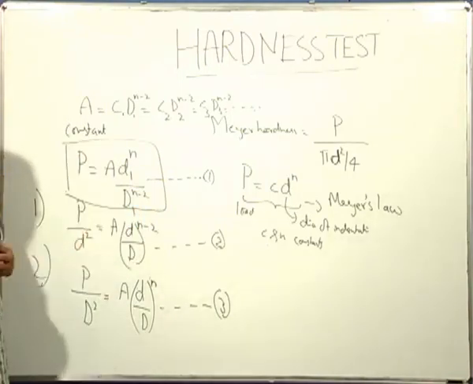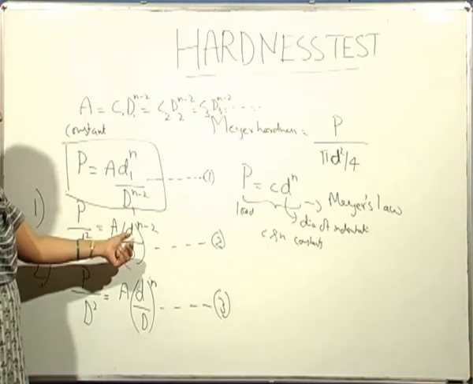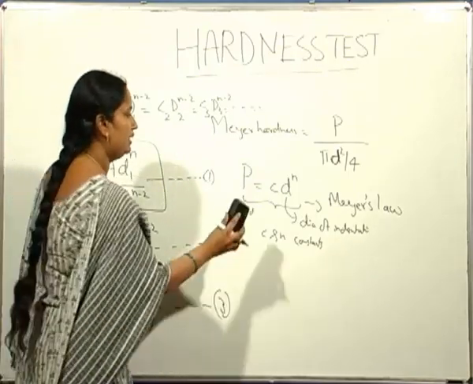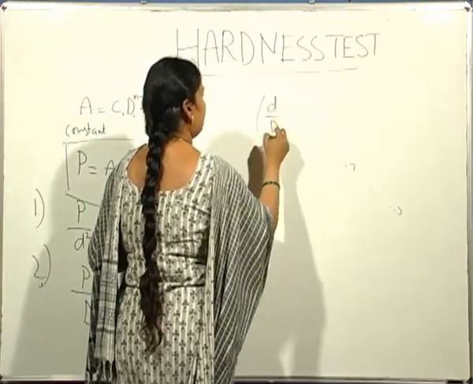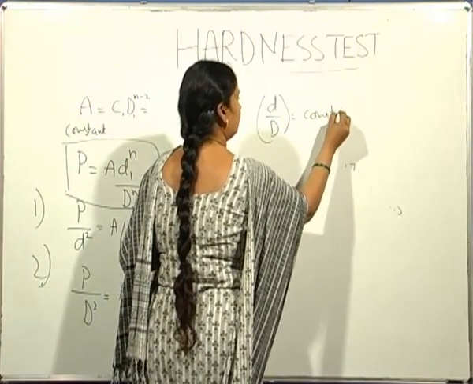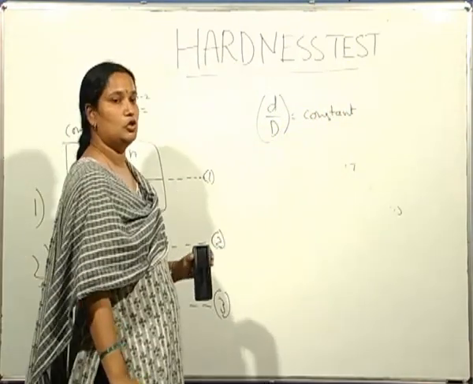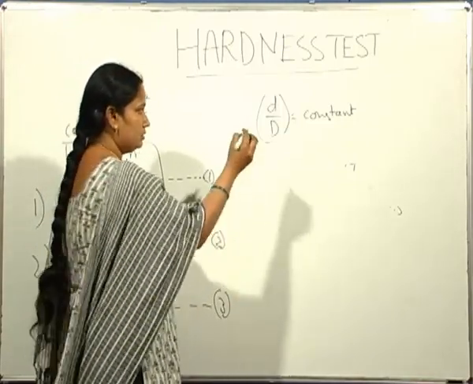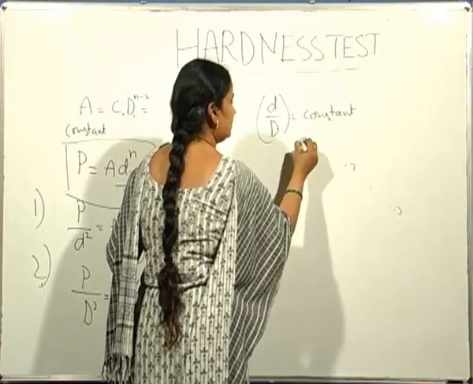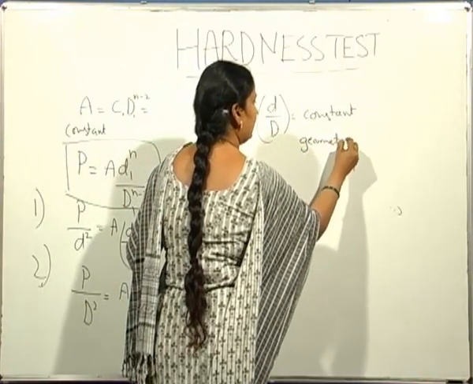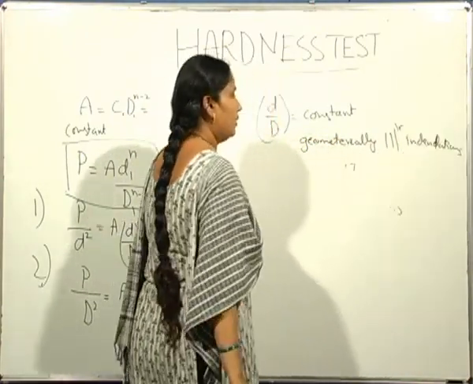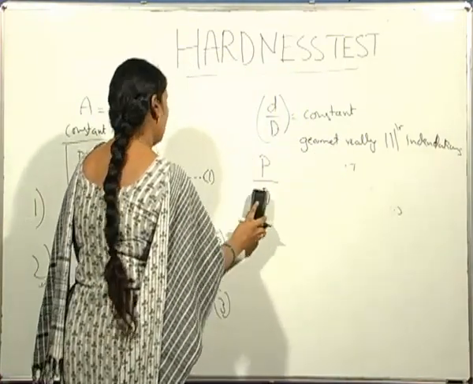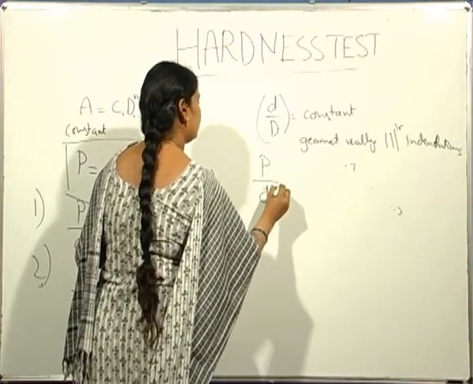So from this it can be understood that maintaining small d by capital D constant, small d by capital D is equal to constant, it means that these are geometrically similar indentations. By obtaining geometrically similar indentations, P by small d square is constant.